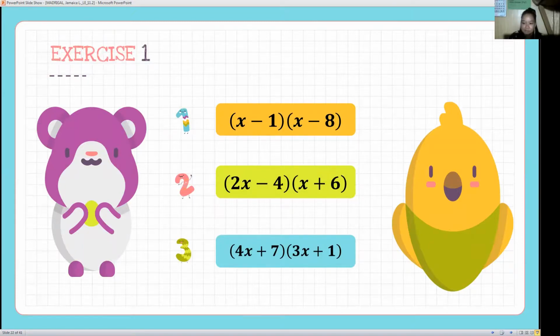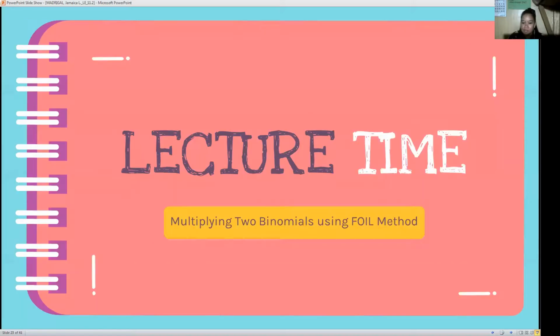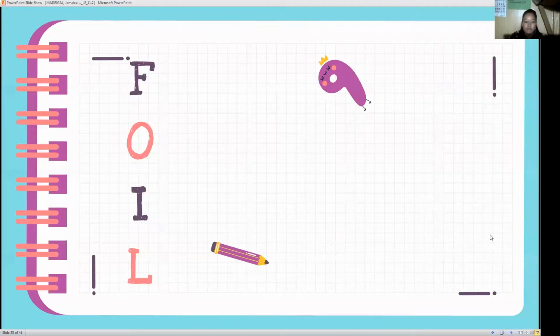Now, after learning using algebra tiles in multiplying two binomials, now we are going to use the FOIL method. When multiplying binomials, we can use the distributive property. And the most common application of the distributive property when multiplying binomials is called FOIL.